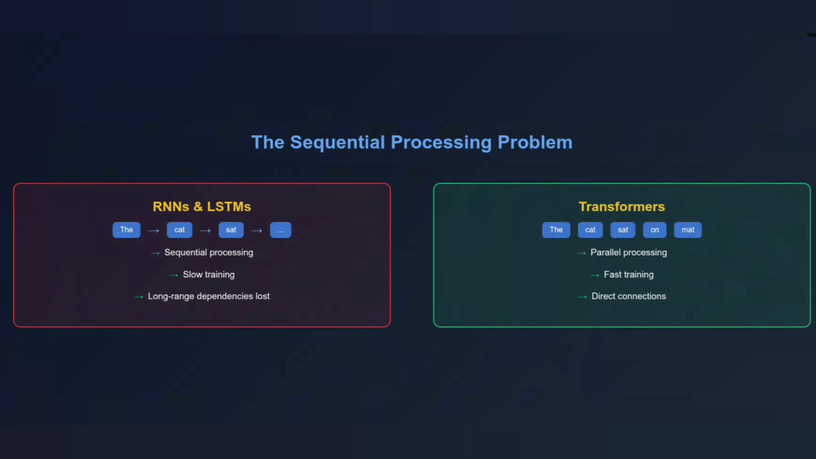First, training was slow because you couldn't parallelize. Each step depended on the previous one. Second, long-range dependencies were hard to capture. By the time you reached the end of a long sentence, the network had often forgotten important information from the beginning. The breakthrough insight was this. What if we could process all words simultaneously and let them directly communicate with each other? That is exactly what the attention mechanism in transformers achieves.